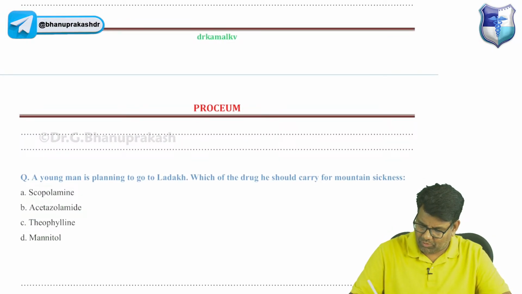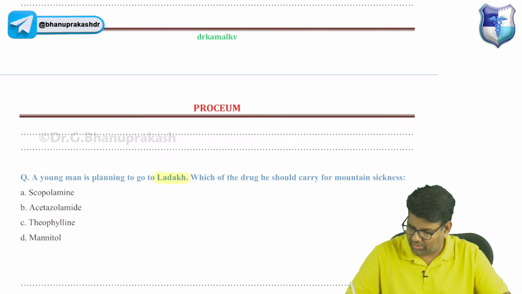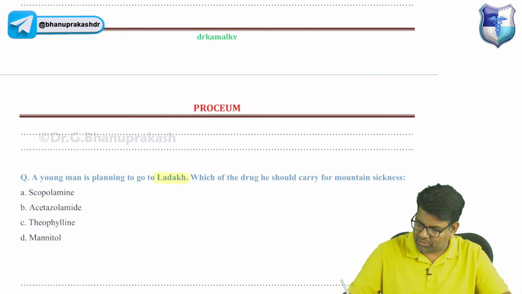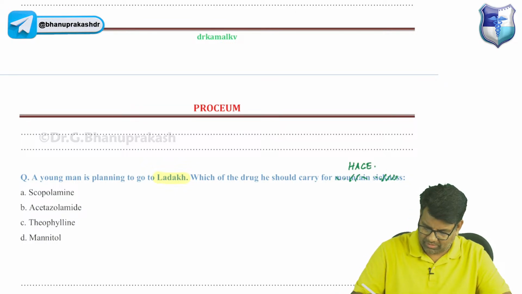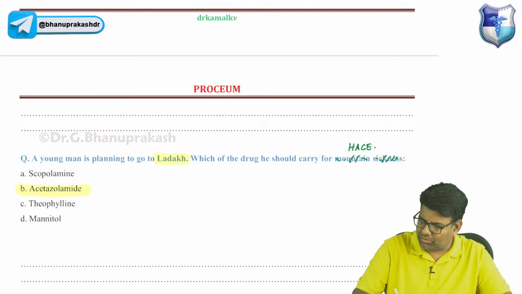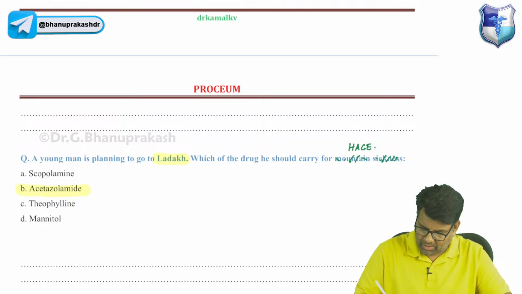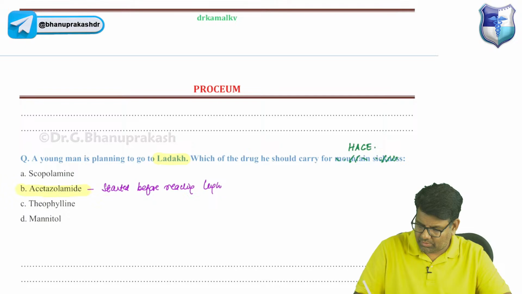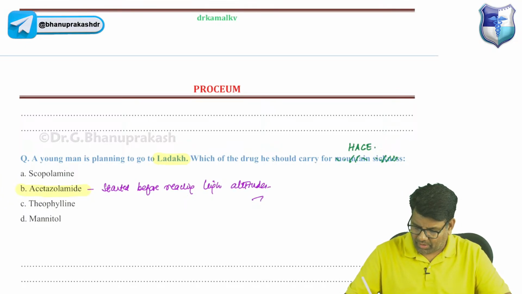A person is planning to go to Ladakh. What drug should he take to prevent the possibility of high altitude cerebral edema? Yes, it's important, acetazolamide. It has to be started before reaching high altitude. Once you reach there and then start, it won't make any difference. It has to be started before reaching high altitude.